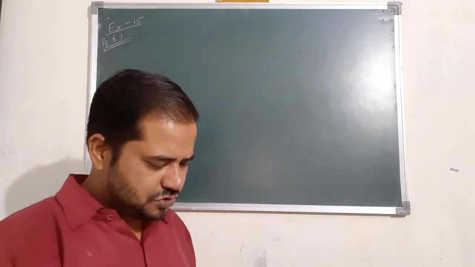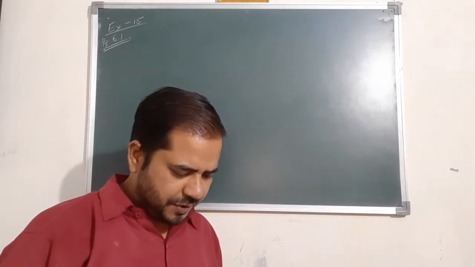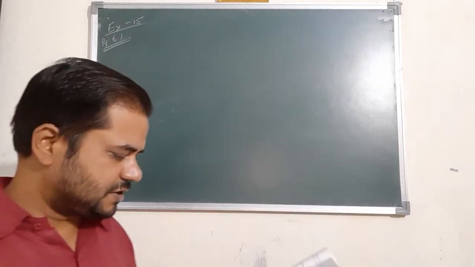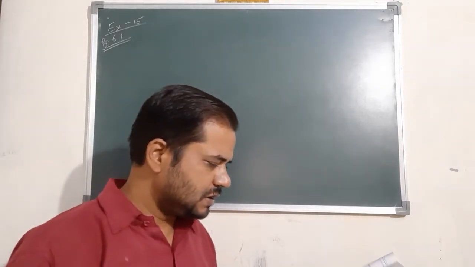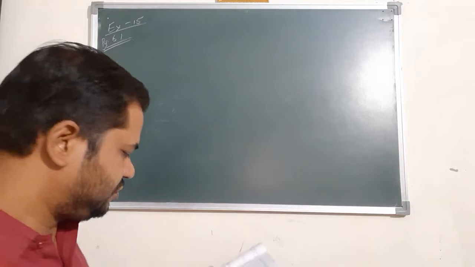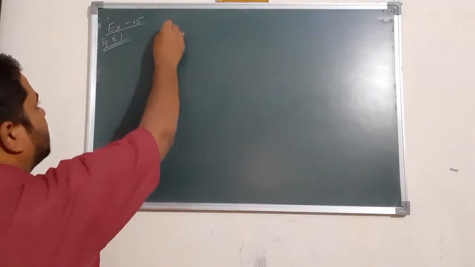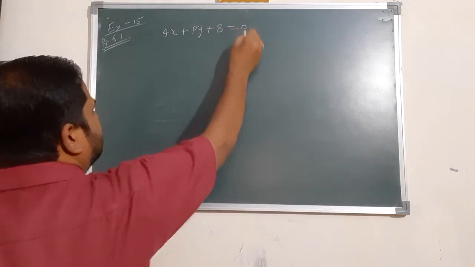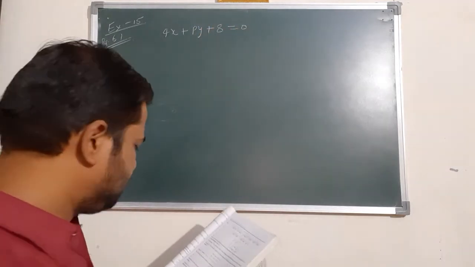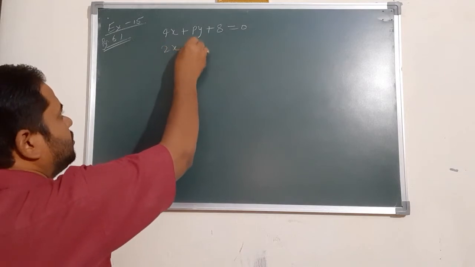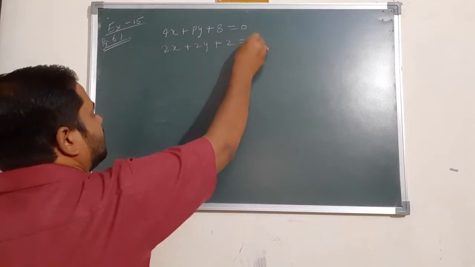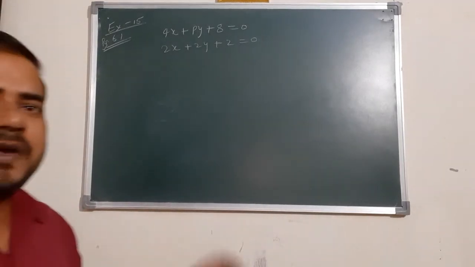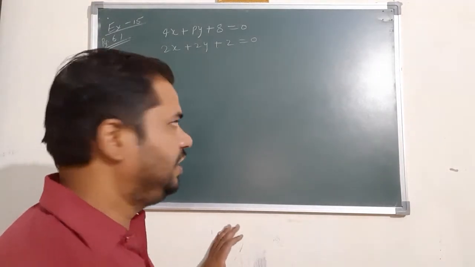For which values of p does the pair of linear equations given below have unique solution? 4x plus py plus 8 is equal to 0, 2x plus 2y plus 2 is equal to 0. So for which value of p does this pair of linear equations have unique solution?